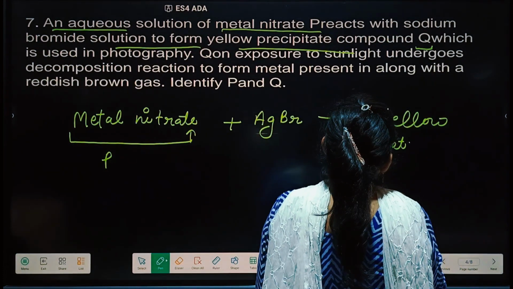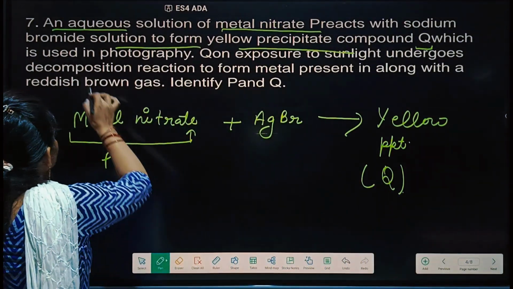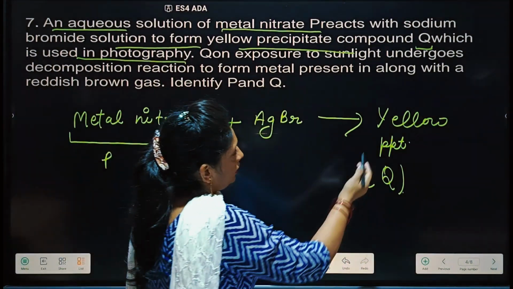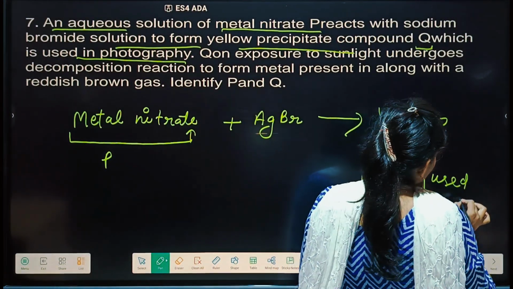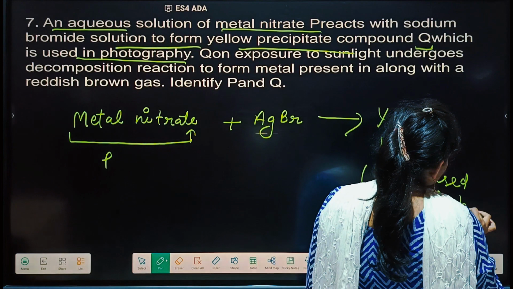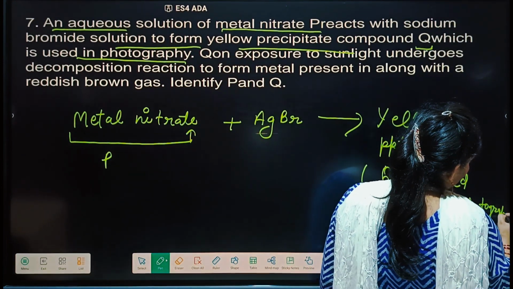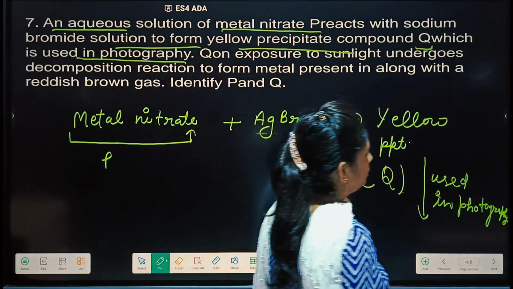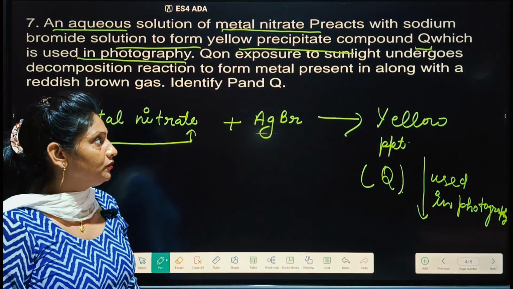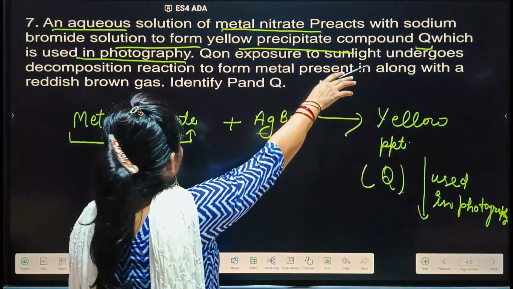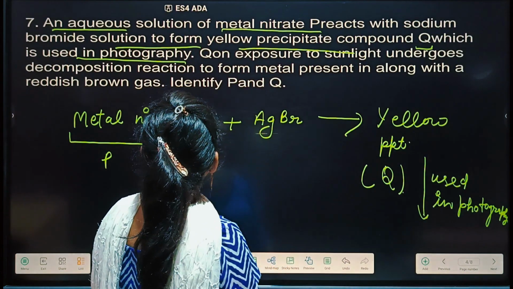Q is a yellow precipitate, which is used in photography. Students, first of all, you can write the question in your own words. It will be easy to understand the question statement. So this Q is used in photography.